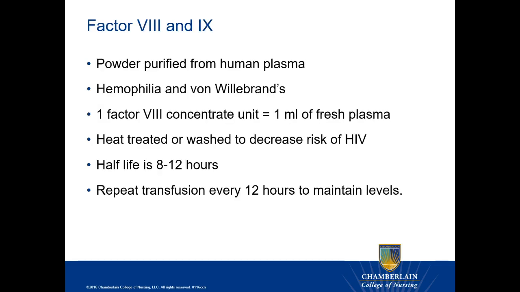All right. Factor 8 and factor 9, powdered, purified from human plasma. It's given for hemophilia and von Willebrand's. Now, all of this calculation, I don't think you need. This is what we try to calculate how much they need based on how low they are and how much they weigh. It has a low half-life, 8 to 12 hours, which means every 8 to 12 hours they're going to have to get another dose.